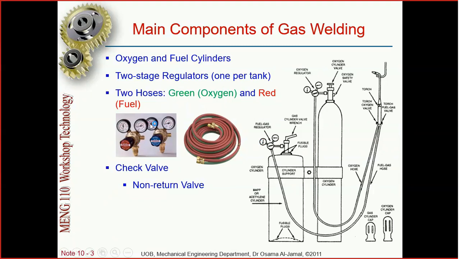Here you can see these are the valves to check the pressure, and the welding torch which will produce the flame. So this is how a welding torch looks. The two pipes are attached to the torch and the flame is produced.